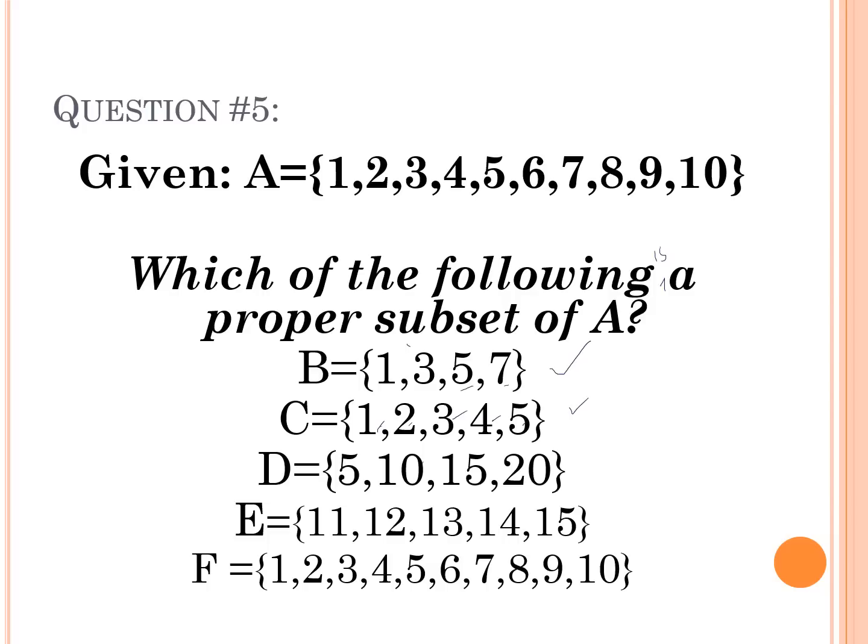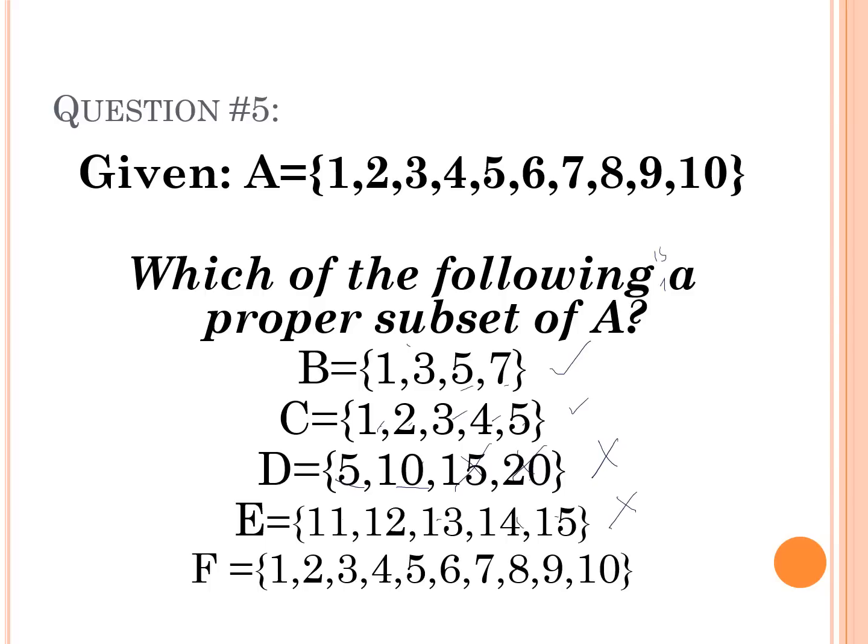Next, 5, 10, 15, and 20. 5 and 10 are the only elements of set A. We don't have 15 and 20. That's why set D is not a proper subset. Next, set E, there is no 11, 12, 13, 14, and 15 in set A. So this is not a proper subset.